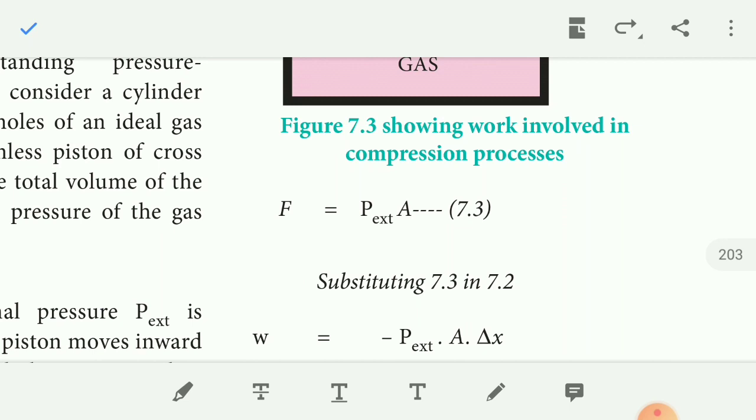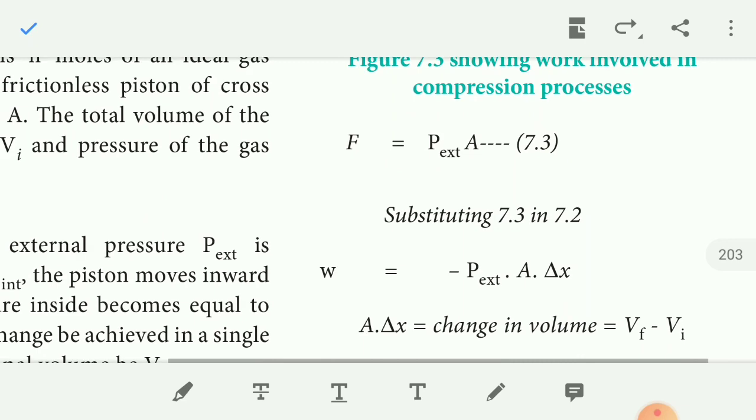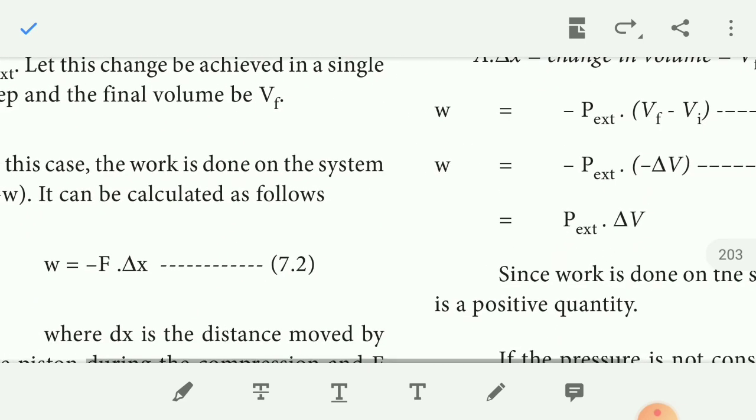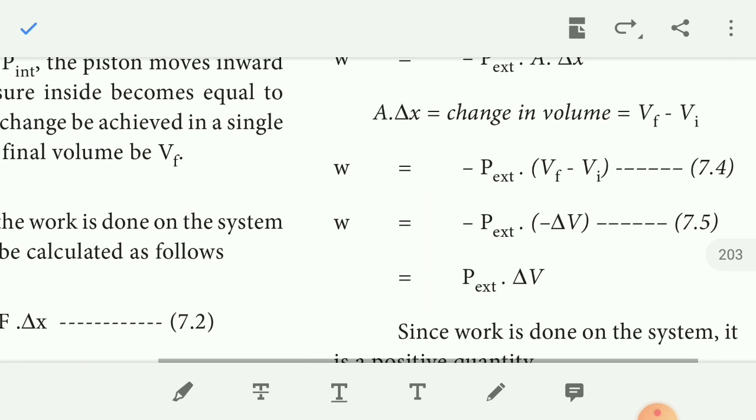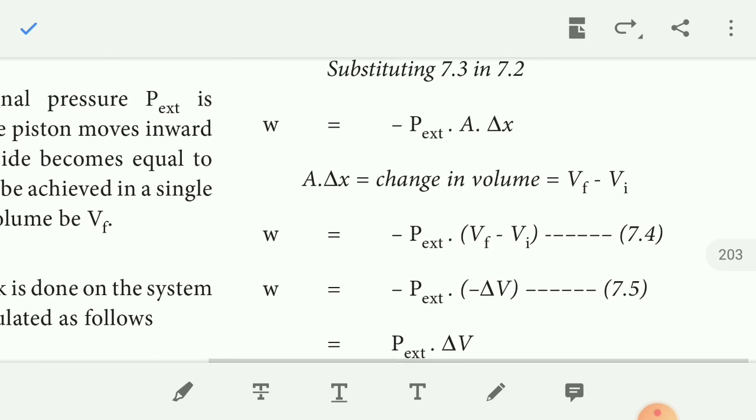This is equation 7.3. Substitute 7.3 in 7.2. Equation 7.2 is W equal to minus F into del X. So we get A into del X equal to change in volume, final minus initial.